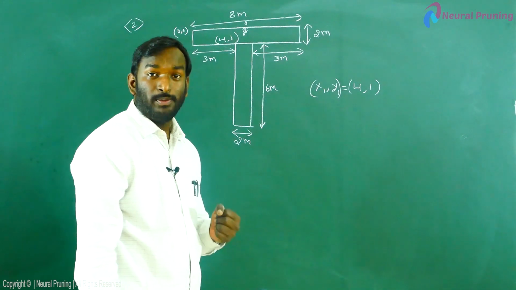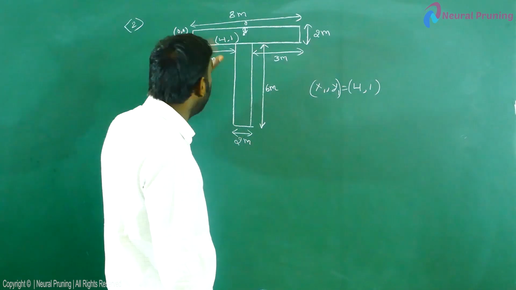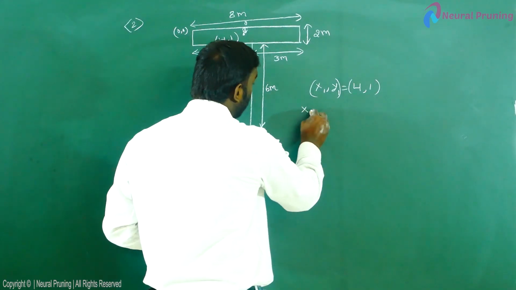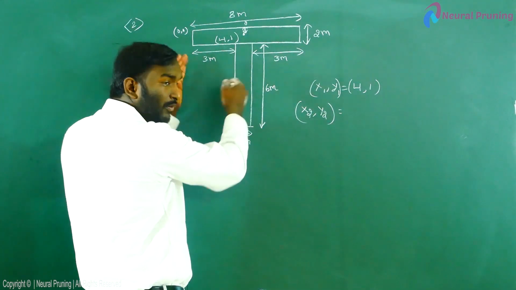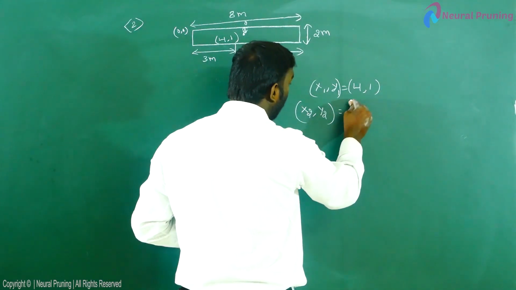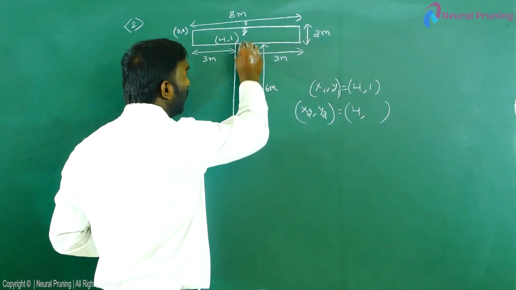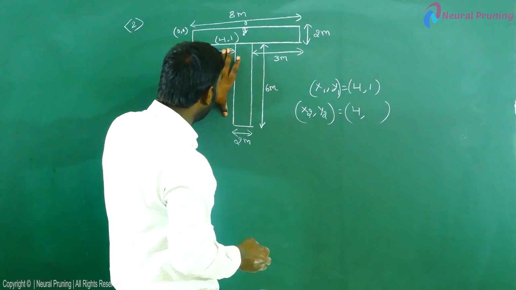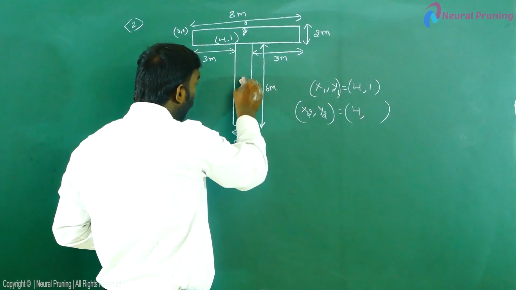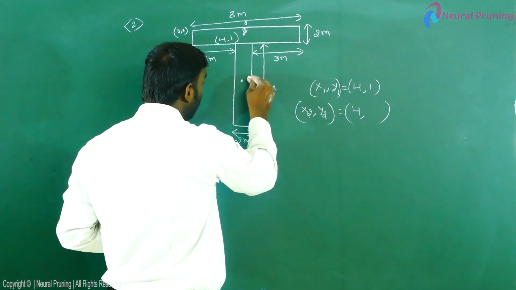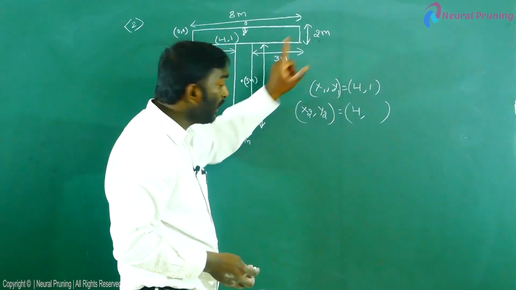Similarly, find the position of center of mass for this vertical portion from the origin, which is x2, y2. x2 is 4 only. How to find y2? From here to here it is 2 meter and this whole thing is 6 meter. Position of center of mass for this vertical portion is 3 meter along the y-axis. 3 plus this 2, I'll get 5 meter.